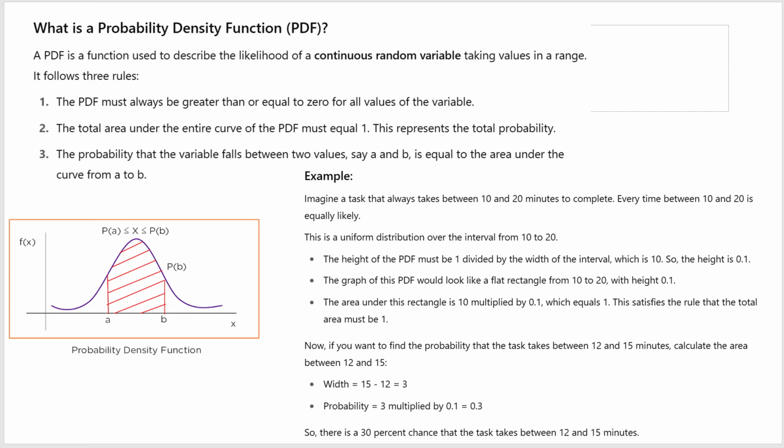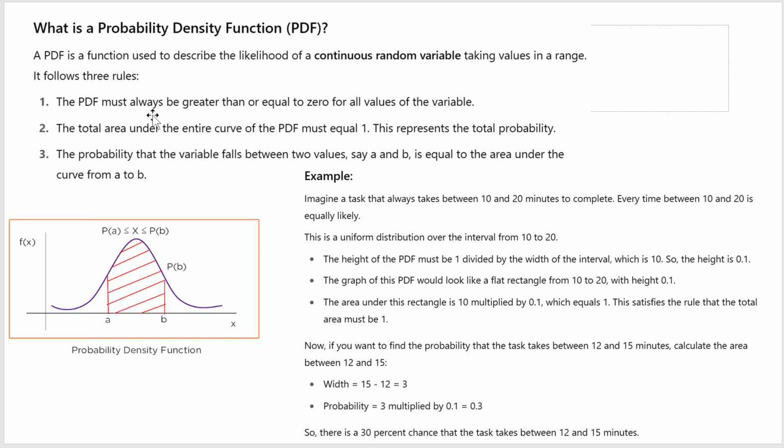So how do you calculate that? If the range is from here to here, it's a very small probability. But if the range is from a to b, look at the area under the curve. The whole area is 100% or 1. If this is 80%, then the chance of x falling randomly between a and b is 80%.